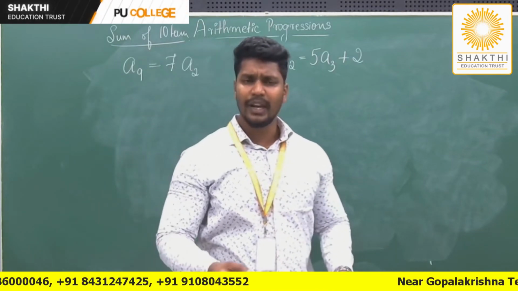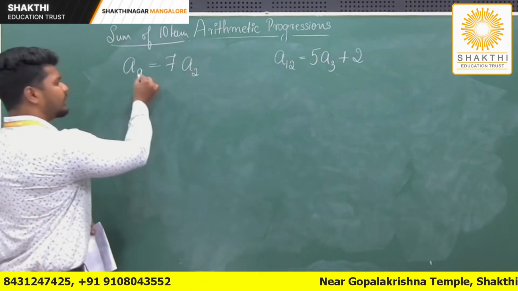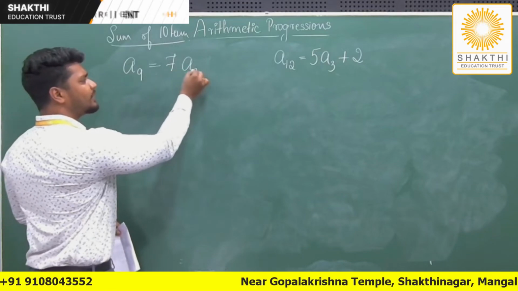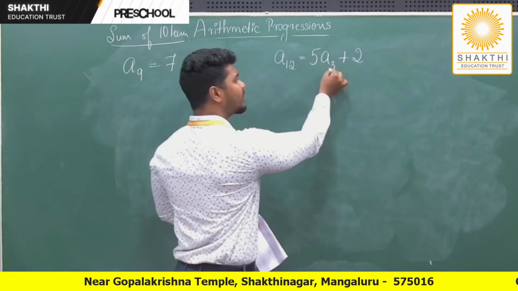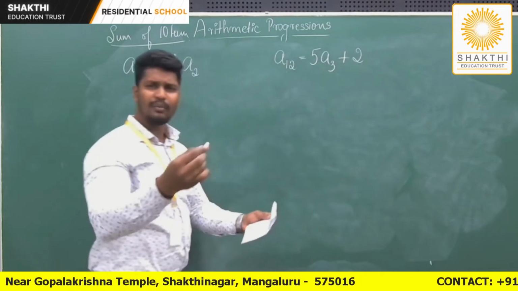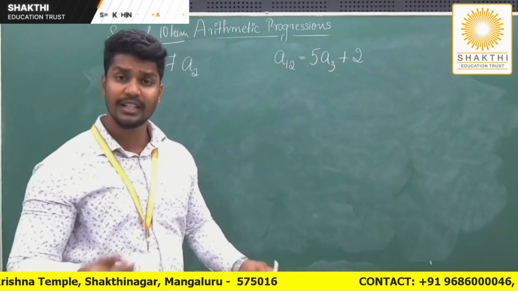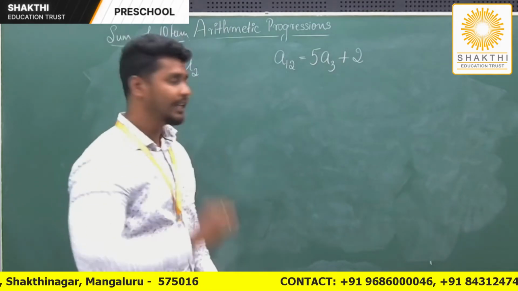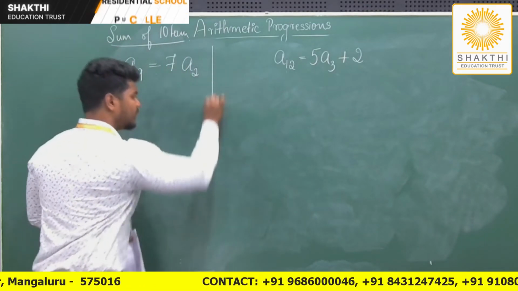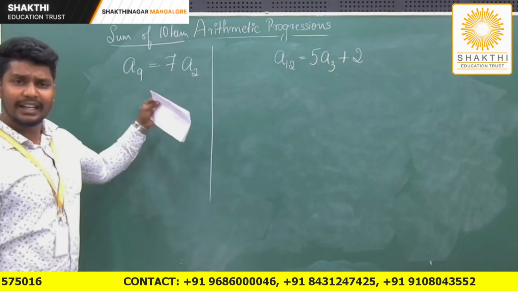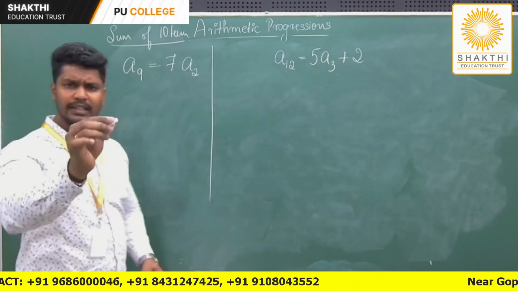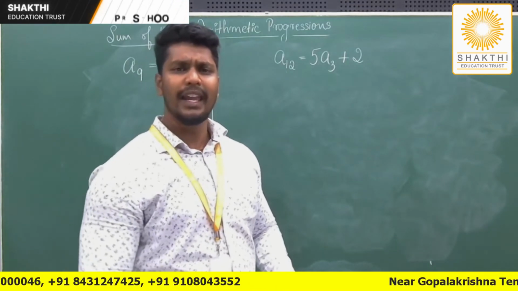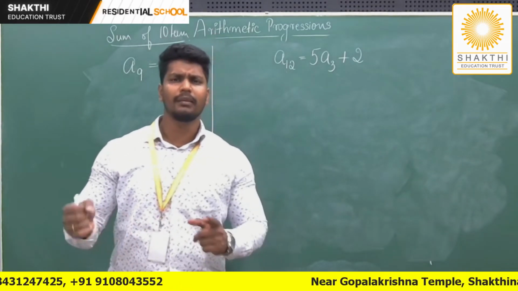The question will be asked: if the ninth term is 7 times the second term and the 12th term exceeds 5 times the third term by 2, find the common difference and the first term. That means you are just finding the value of A as well as D. Now the first data given to us is A9 is equal to 7 times A2. I told you the nth term of an AP is written as An is equal to A plus n minus 1 into D.